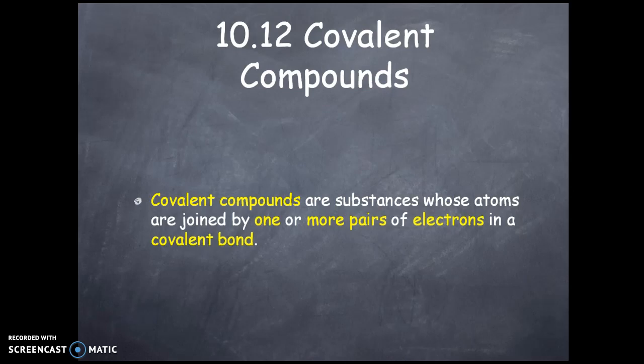Covalent compounds are the substances whose atoms are joined by one or more pairs of electrons in a covalent bond. So whenever there is a covalent bond between two atoms and they form a compound, that compound is called a covalent compound.